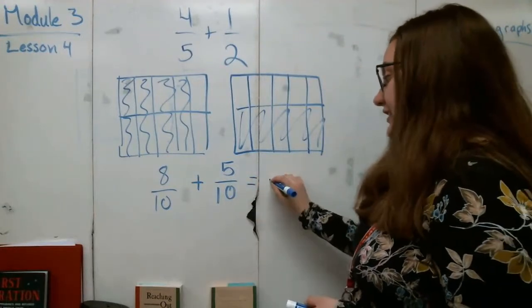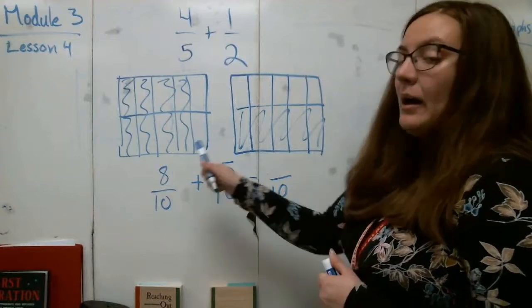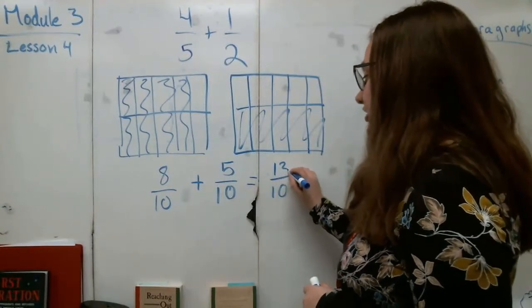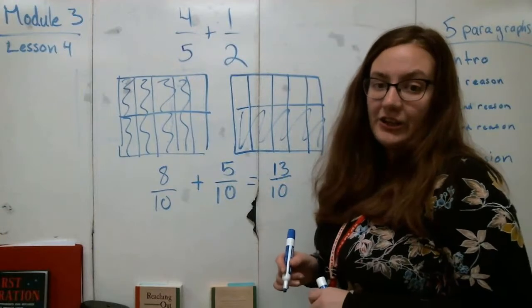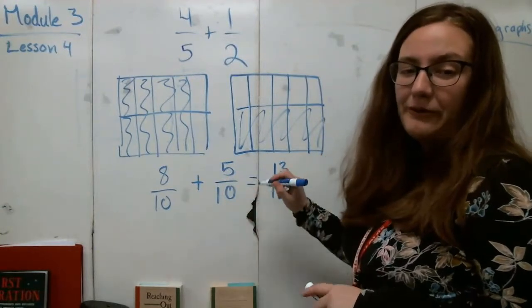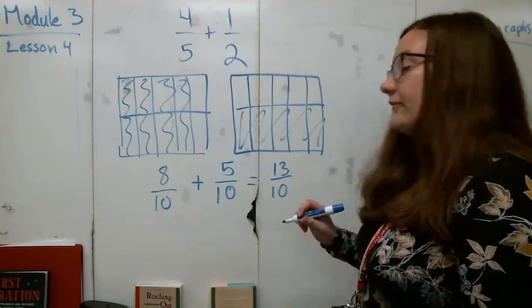Remember, my denominator doesn't change, so it's going to stay 10, but my numerator is going to be changed. So I have 8 plus 5, and 8 plus 5 is 13, which gives me 13/10. Now, we don't really want to stop here because this is an improper fraction. We really don't like improper fractions.